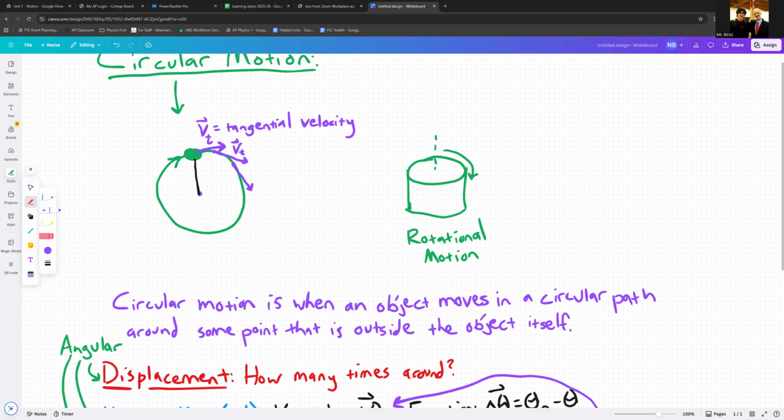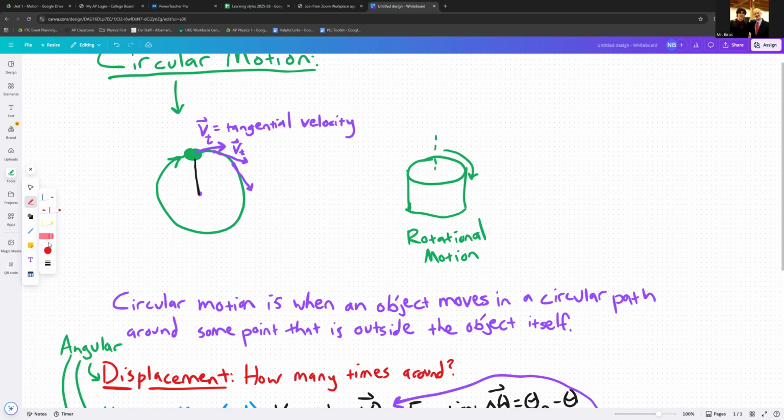So what causes this to happen? Well, the only way that velocity changes is acceleration. If your velocity stays constant, doesn't change magnitude, doesn't change direction, doesn't speed up, slow down, or change direction, then you would have constant velocity and no acceleration. But because our velocity's direction is changing, we must then have an acceleration.